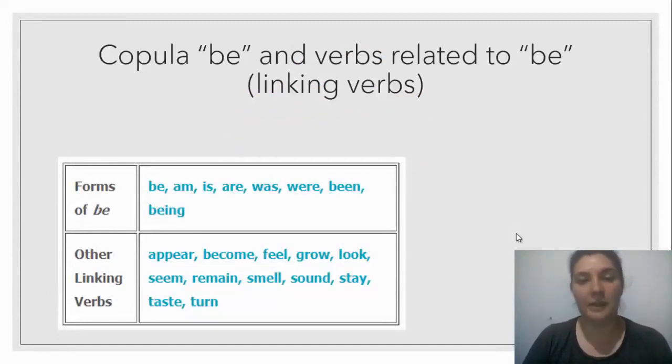Here we have the conjugation of verb be in different tenses. And we also have other verbs that are related to be, which are called linking verbs. For example, appear, become, feel, grow, etc. These verbs are related to states more than to actions.